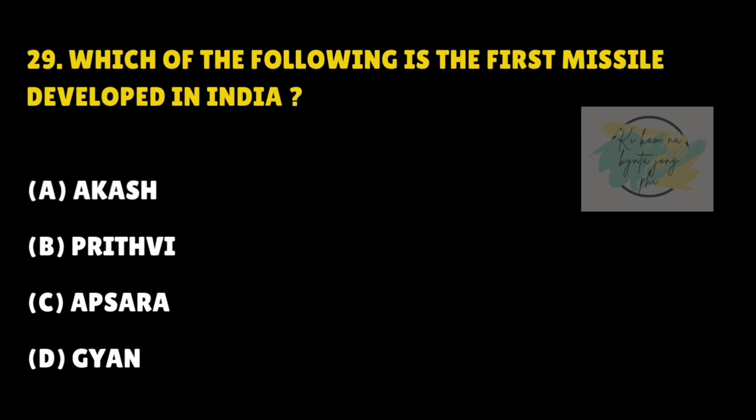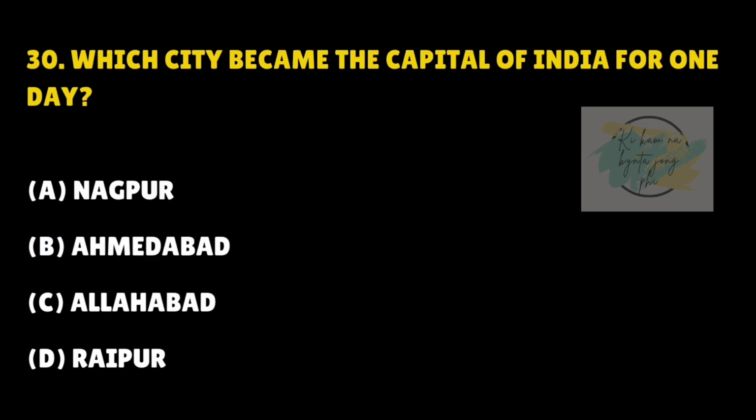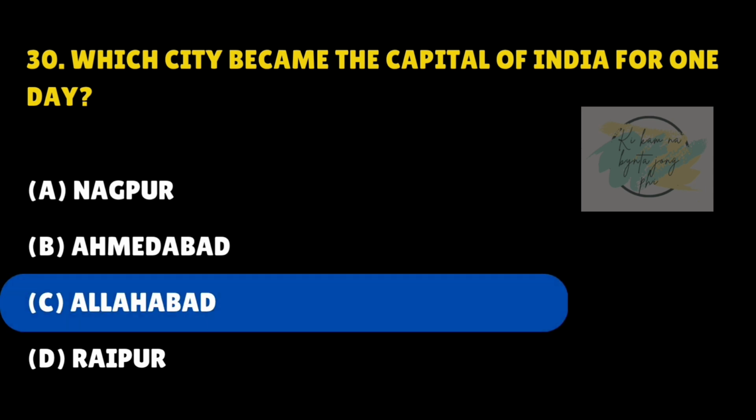Which of the following is the first missile developed in India? Answer is B. Prithvi. Which city became the capital of India for one day? Answer is C. Allahabad.